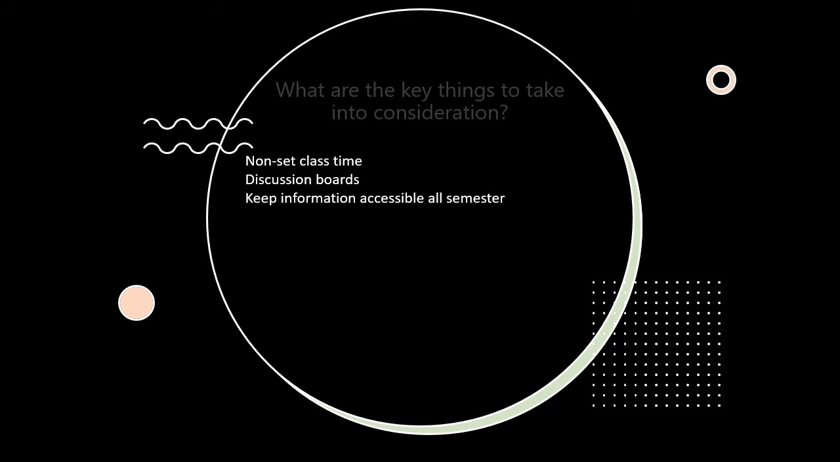Setting class times really limits who can take the course, whether that's a simple time zone thing, or that people have jobs, have to take care of families. Sometimes even night classes can become quite cumbersome. So having a non-set class time and having pre-recorded lectures that you can access on Canvas at any time really allows more people to take the course.